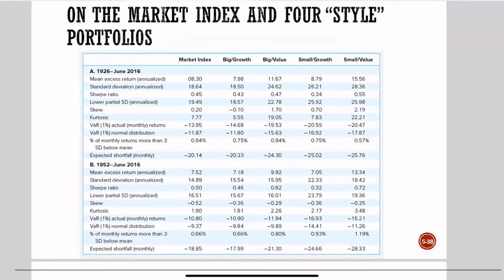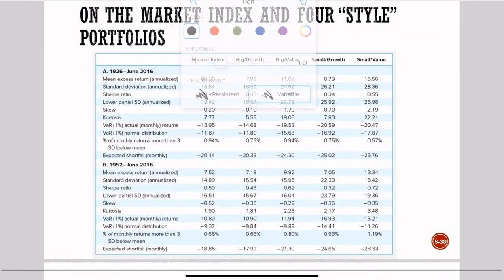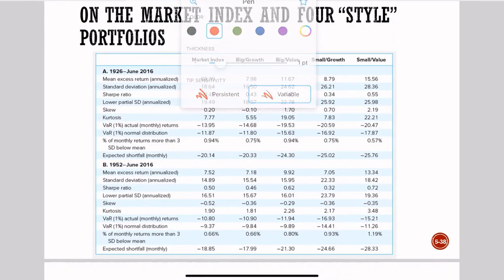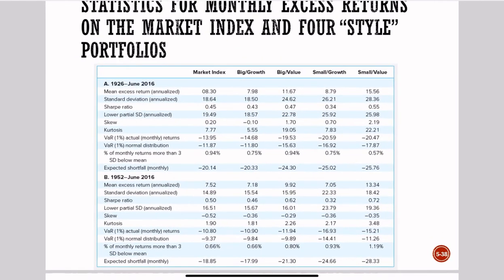Okay, we could also look at some numerical measures of these 4 different kinds of portfolios. So the first portfolio is the market index. And then these are so-called style portfolios. So what is big growth? Well, it's big firm and growth firms. Big value means big firms and value firms. Small growth, small firm and growth firms. Small value means small firms and value firms.